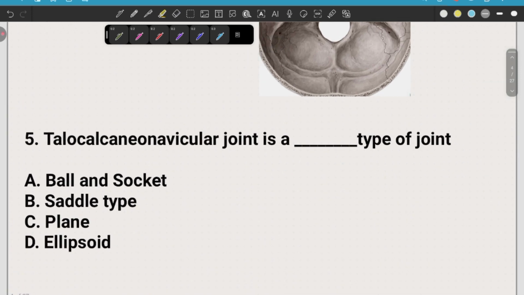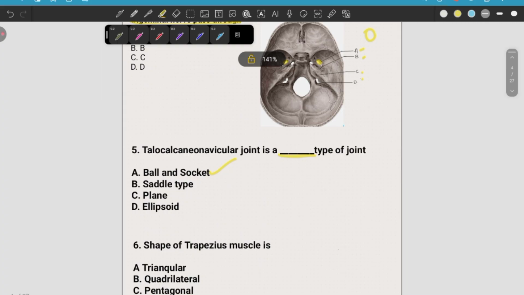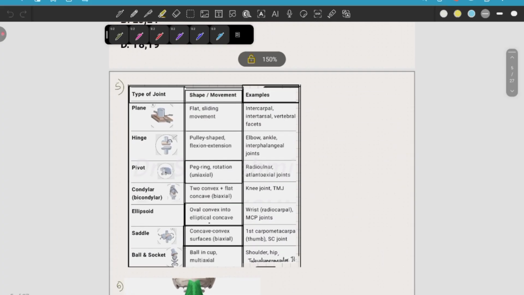Now coming to the talocalcaneonavicular joint, what type of joint is it, they are asking. We feel that these three are joined, right? So there is some confusion, but you don't get confused. It is a ball and socket type of joint. Let's see other joints also here.